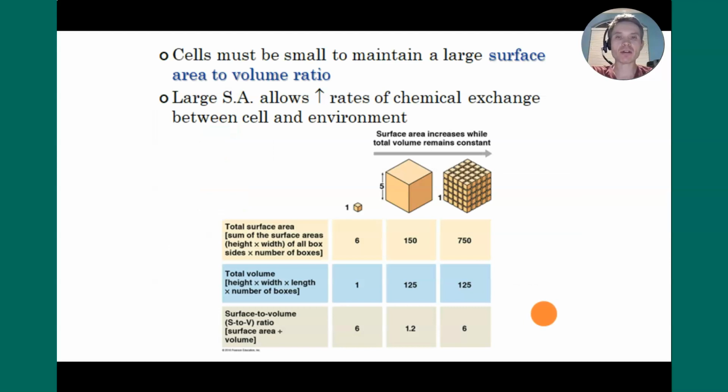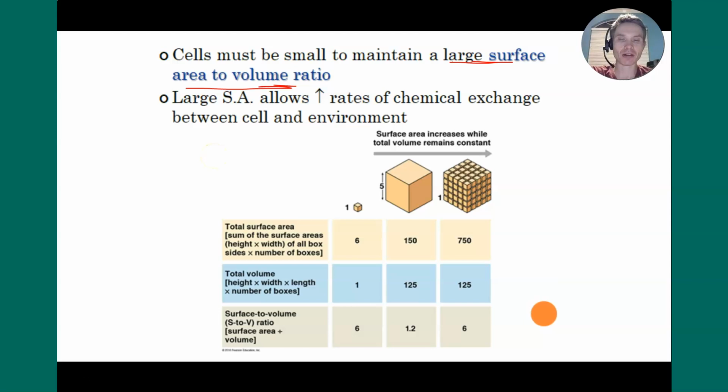All right, now we want to talk about the idea of cell surface area. As we discussed in class, cells must be small to maintain a large surface area to volume ratio. That is the SA to V ratio. On the test, you may be asked to calculate this. I will give you the formula. You can use your calculator.